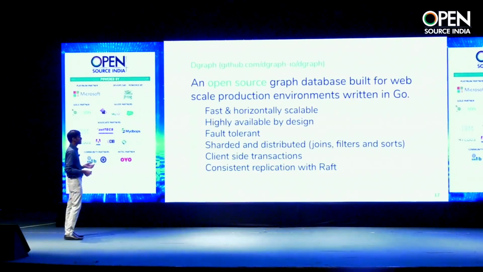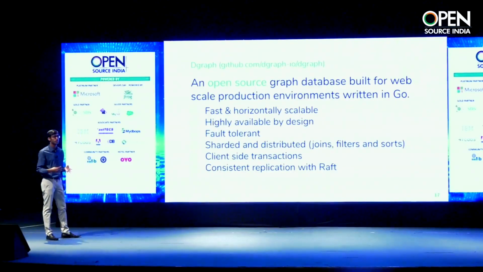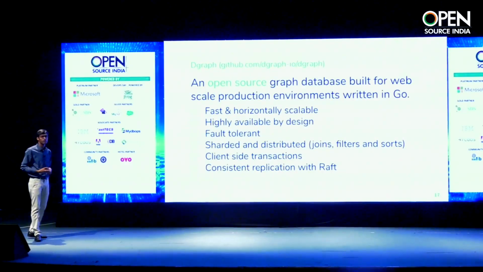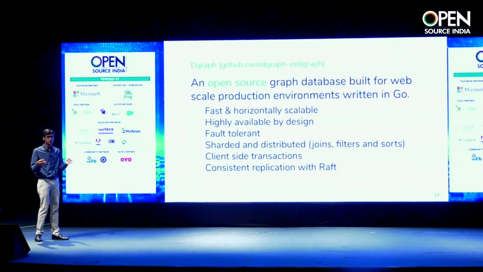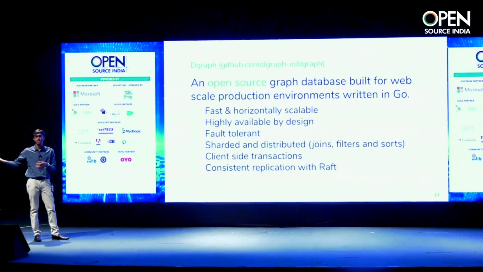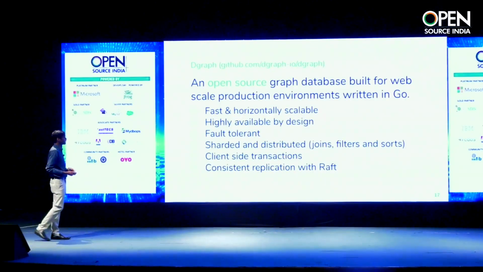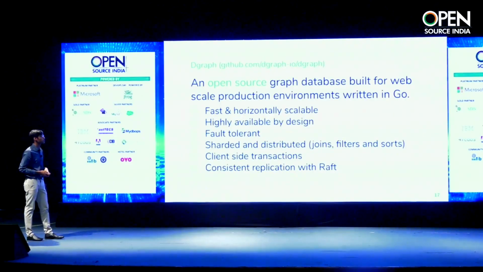And then Dgraph is fault tolerant. We shard data across different nodes to make sure we can scale horizontally. And then computing distributed joins, filters, sorts, it's just a cakewalk for Dgraph because of the way we store the data. We have client-side transactions, so that gives a lot of flexibility to the clients. We'll talk about this a little more later. And then we use Raft. Raft is a consensus algorithm that allows us to pick a leader and then do state replication. That allows Dgraph to be strongly consistent, and we'll see how it is strongly consistent. So this is Dgraph. That's the URL for Dgraph if someone wants to check it out.